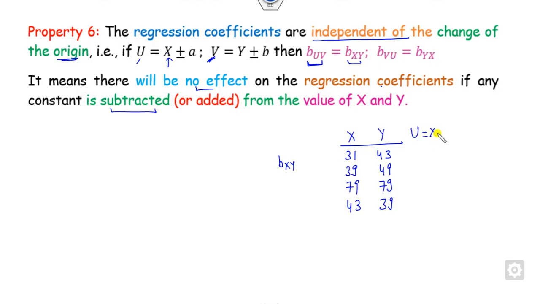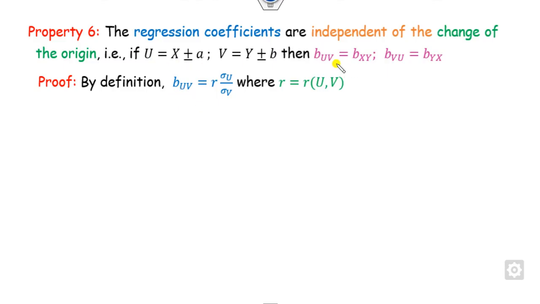You can take any number, like you can subtract 50. Your number will be lesser as compared to this, and find the regression coefficient between u and v, so that the calculation is easier. That's quite simple. We can start with the definition of b of uv, where r is nothing but this.